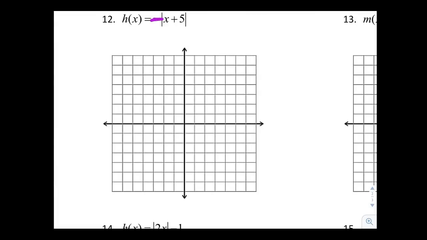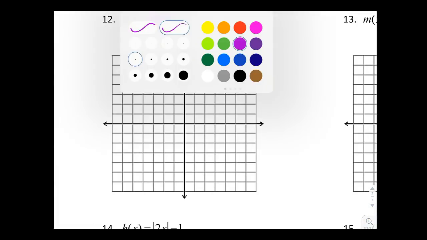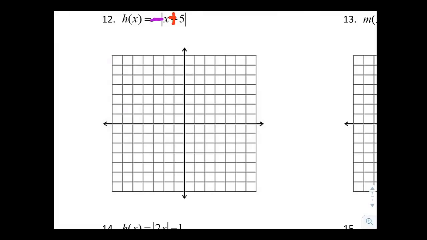Okay? I have a negative sign here. I also have a +5 on the inside. Okay, these absolute value signs act as parentheses. I have to do in the parentheses first. That +5 moves it left 5, 2, 3, 4, 5. I put my dot there. I get my absolute value. Looks like that.